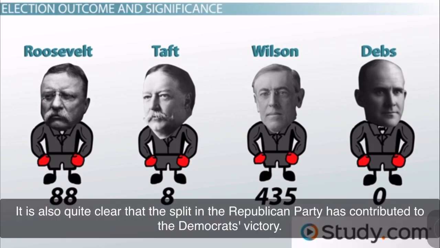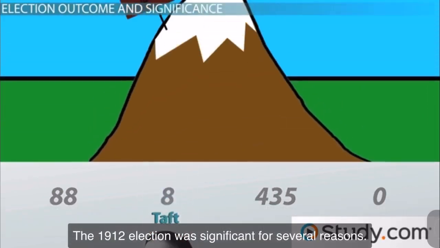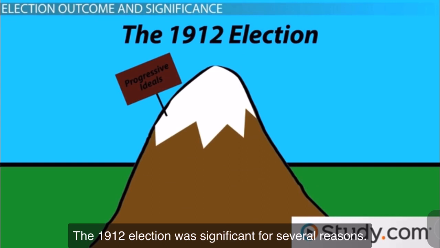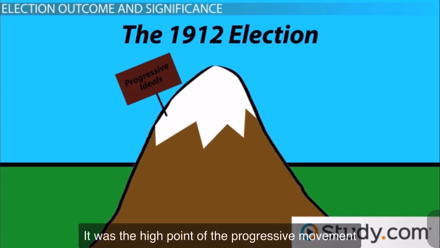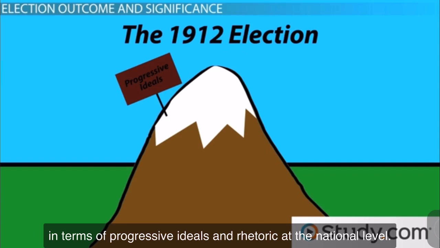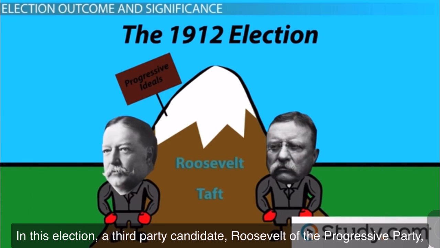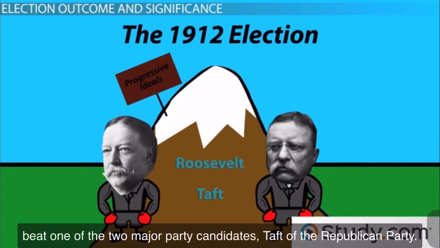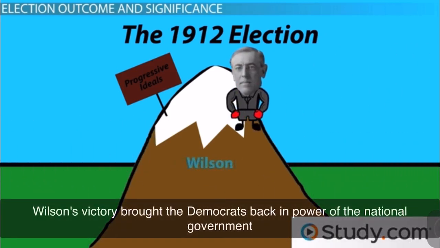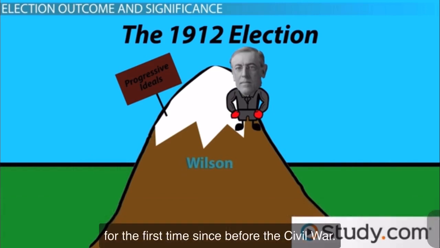It is also quite clear that the split in the Republican Party has contributed to the Democrats' victory. The 1912 election was significant for several reasons. It was the high point of the progressive movement in terms of progressive ideals and rhetoric at the national level. In this election, a third-party candidate, Roosevelt of the Progressive Party, beat one of the two major party candidates, Taft of the Republican Party. Wilson's victory brought the Democrats back in power of the national government for the first time since before the Civil War.